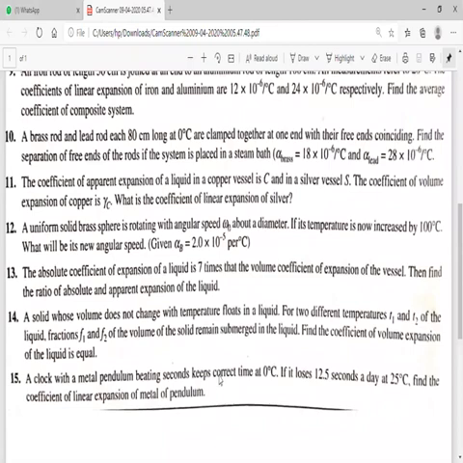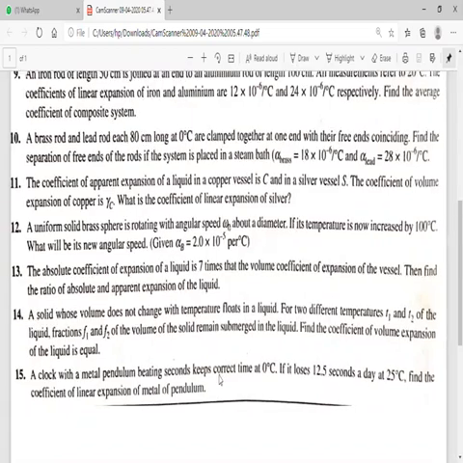A clock with a metal pendulum beating seconds keeps correct time at 0 degrees Celsius. A metal pendulum is taken that was initially at 0 degrees Celsius. If it loses 12.5 seconds a day at 25 degrees Celsius, it was actually calibrated to operate at 0 degrees Celsius. But if it is operated at 25 degrees Celsius, when the temperature increases, the clock loses some time. Find the coefficient of linear expansion of the metal pendulum.